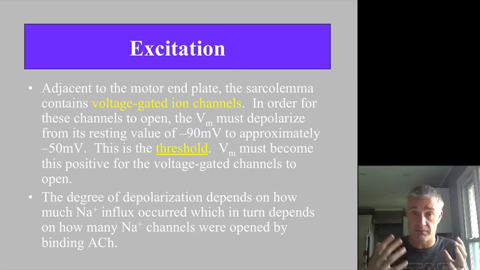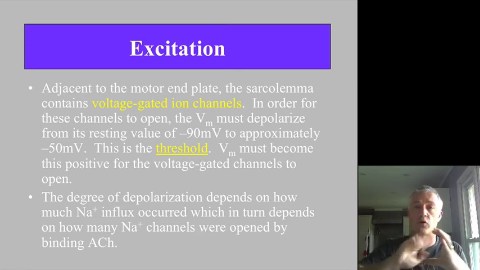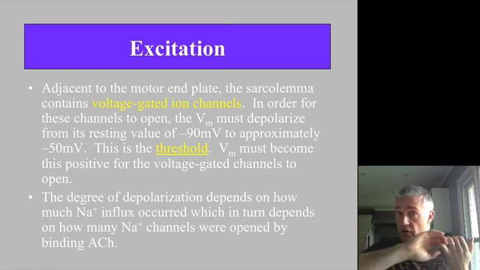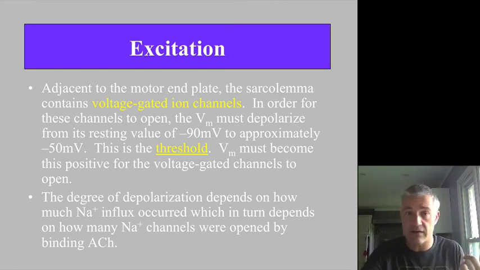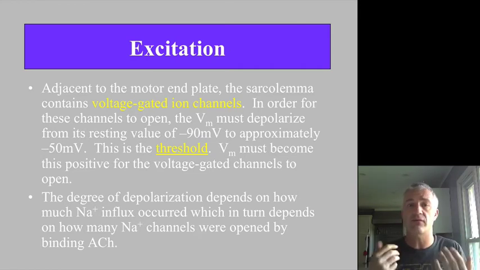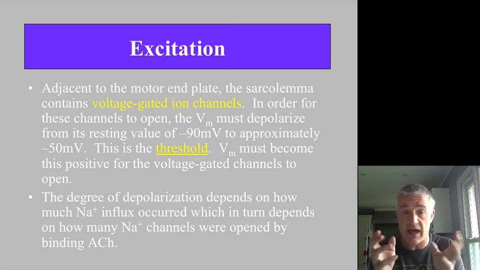What is interesting on this muscle cell is the only place where you find the ligand-gated channels is at that motor end plate. All around the rest of the cell, so the entire sarcolemma, down into the T tubules, throughout all the rest of this membrane, you are going to have these voltage-gated channels. And like it says here, how much depolarization happens depends on how much sodium goes in at that motor end plate when we get the acetylcholine binding.